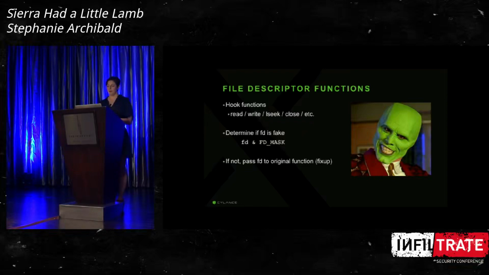And at the very beginning of the hooked code, you try to determine whether your file descriptor is fake or real, right? I just did it super easily with a mask. I set the mask to a high value because file descriptors are generally incremental, so you can be relatively sure that you don't hit that high of a file descriptor, hopefully. If the file descriptor is not fake, then you just go ahead and pass it off to the original function. And that's why we needed the fix-up that we had earlier in the slides.